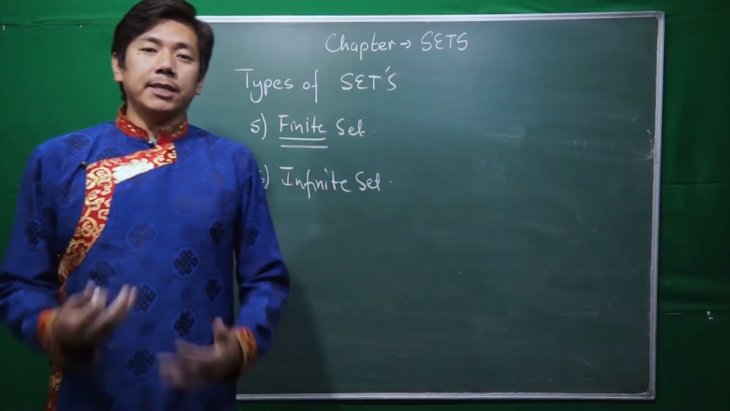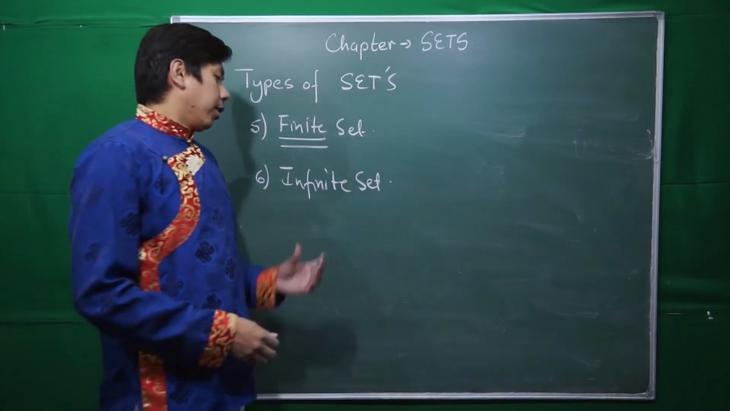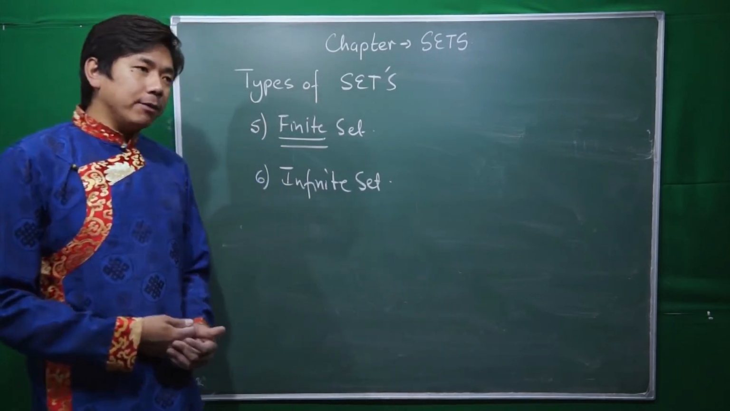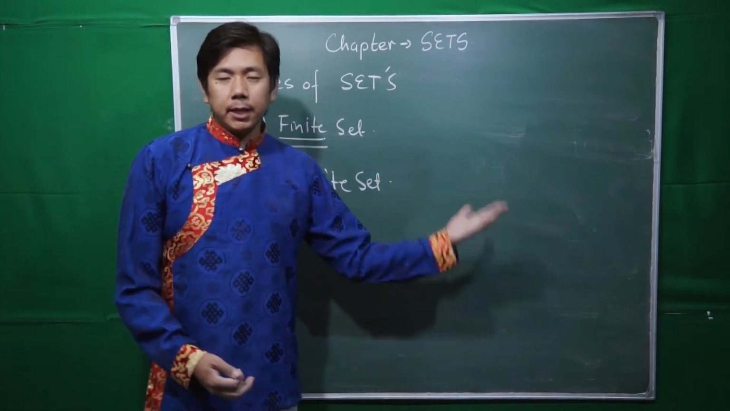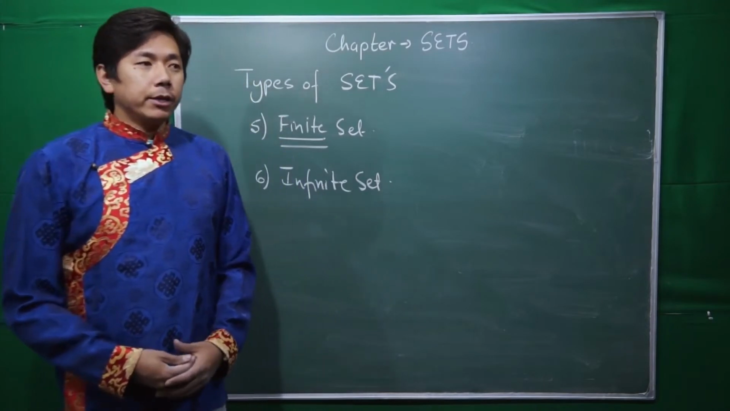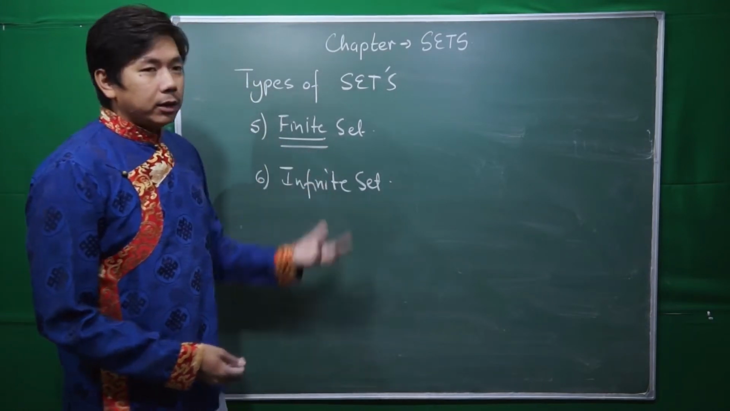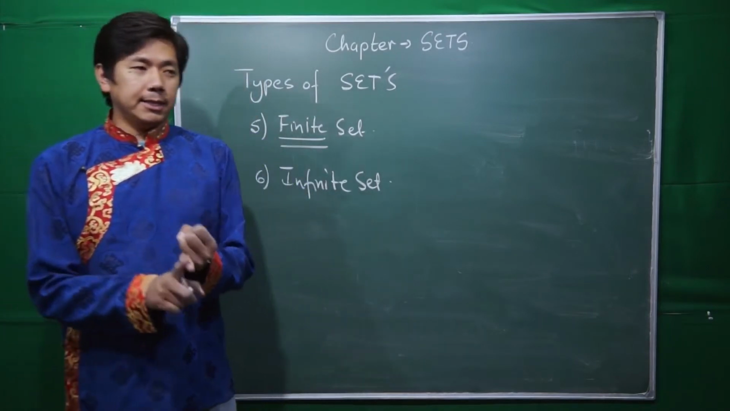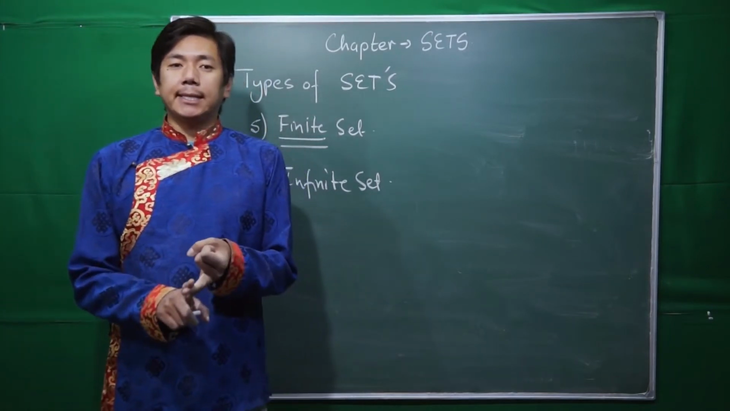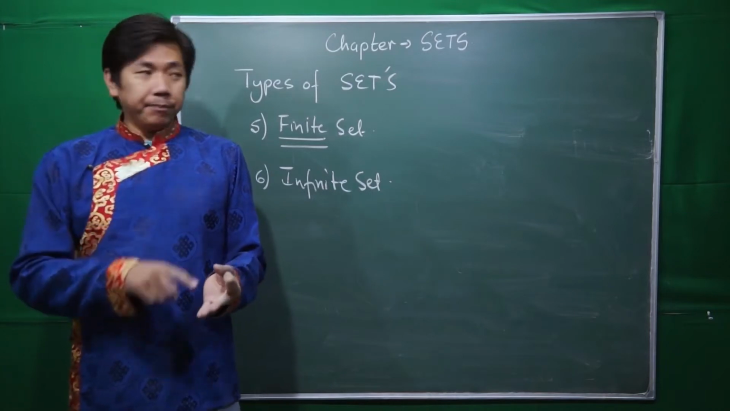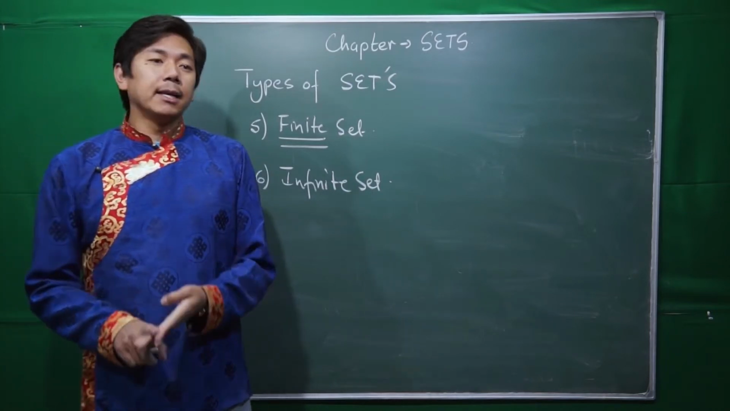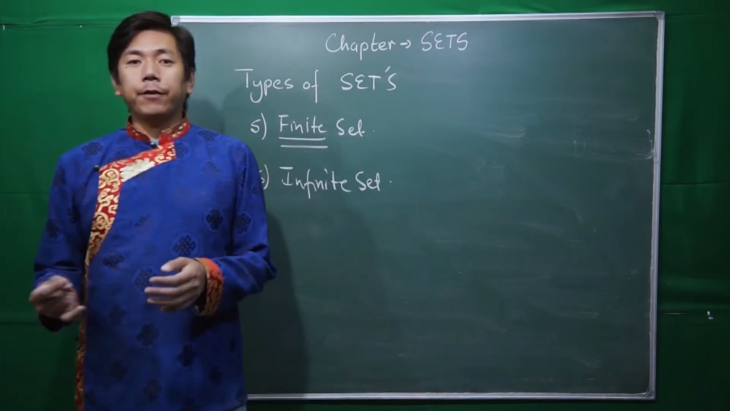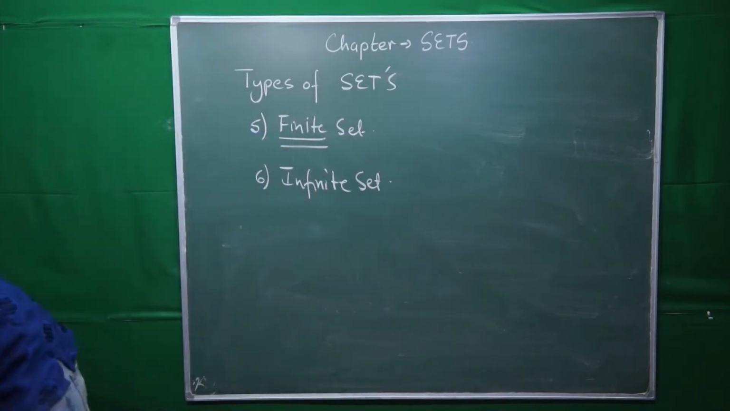For example, the set of all the natural numbers. Obviously, it is going to be an infinite set, with numbers starting from 1 and ending at unknown infinity. So that way, we have discussed all the types of sets. The first set was the null set. The second was the singleton set. Then we had the equal set and equivalent set. Then we have the finite set and infinite set. Okay.